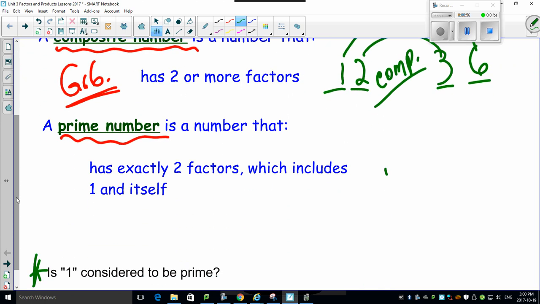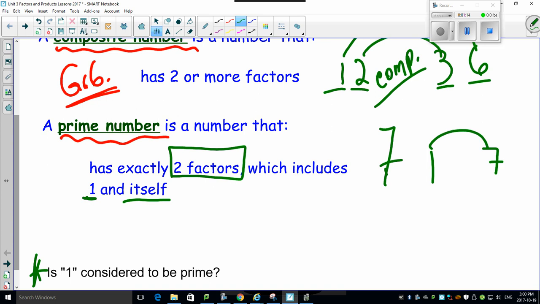So what did a prime number mean? A prime number is a number that has exactly 2 factors, which includes 1 and itself. Okay, so that's kind of interesting. Like the number 7, for example. If you try to do that rainbow thing, 7 is just 1 and 7. That's all you've got. 11 is another one: 1 and 11. That's, again, all you've got. 3 is another one.